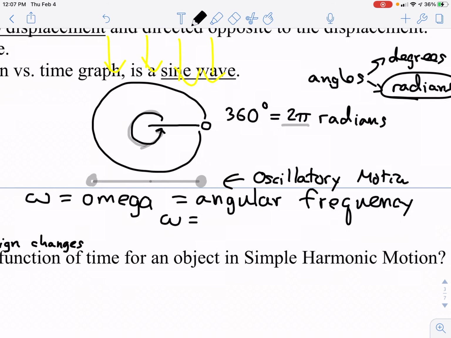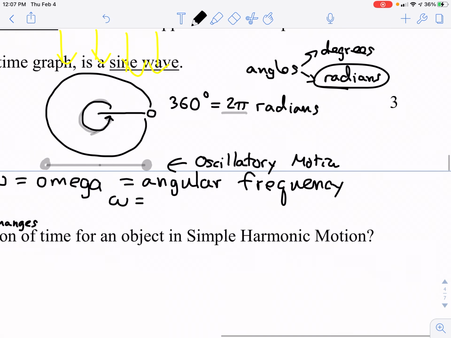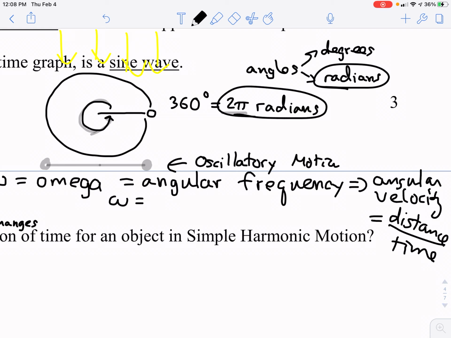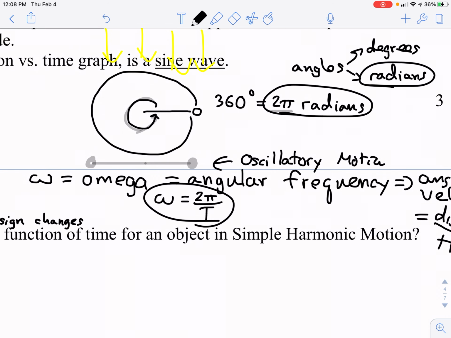So if we go back to the angular frequency, it relates to the angular velocity. Now, velocity, ladies and gentlemen, would be distance over time. Therefore, if we take the angular displacement, which is 2 pi radians, over the time it takes to do one revolution of that circle, otherwise known as the period, we get a relationship between omega, the angular frequency, and time.